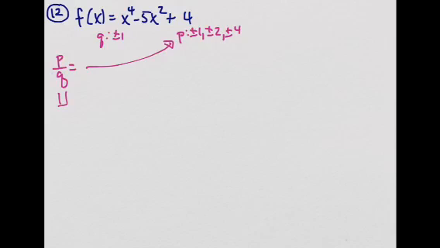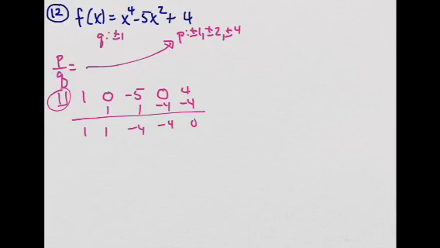Now I need some placeholders here, right? Because I've got a 4th, I don't have a 3rd, I have a squared, I don't have an x, and then the 4. So bring down the 1, 1, negative 4, negative 4, negative 4, and 0. So it worked. Just like before, I'm going to try that 1 again. I don't know if it's going to work, but I should try it again.